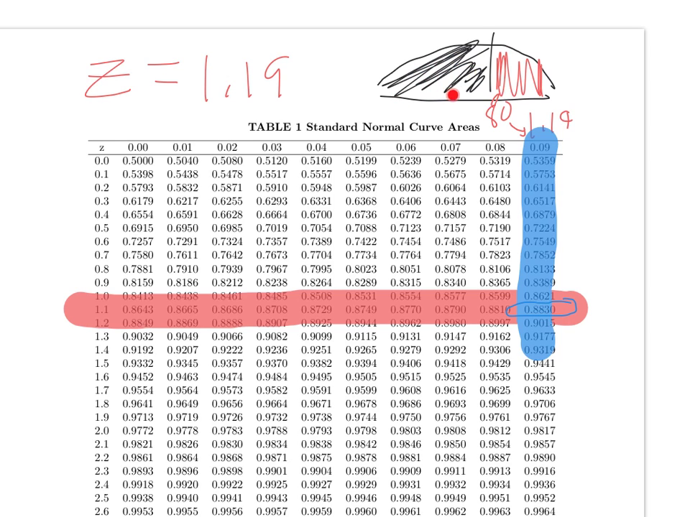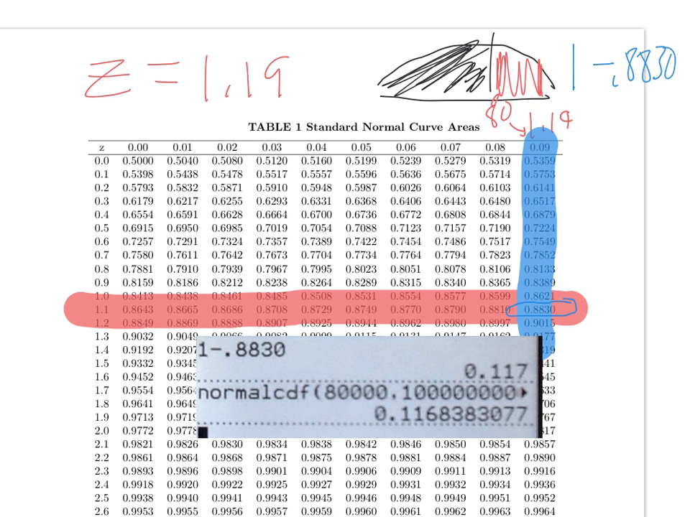That's that black area. To get the white area, we have to do 1 minus that number. So 1 minus 0.8830. Calculating this on my calculator, subtracting those, I got that for an answer. So that's that red area. And then I decided to do normal CDF just to see. Notice I get the same value. So looks like we did it right.